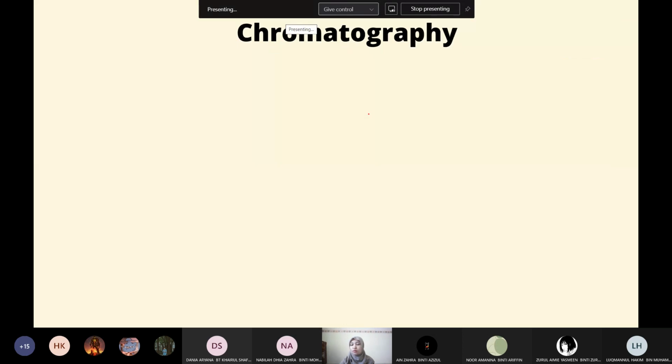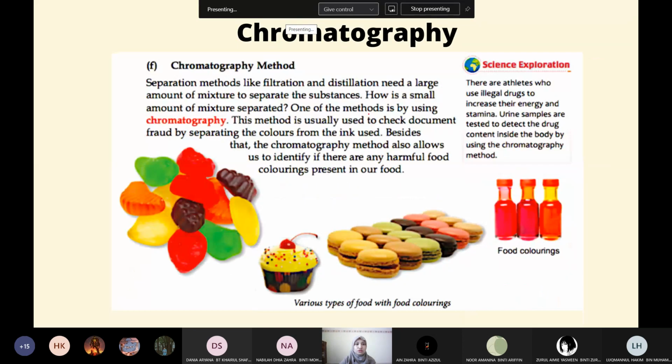Okay, next we have chromatography. Okay, chromatography method. Separation methods like filtration and distillation need a large amount of mixture to separate the substance. How is a small amount of mixture separated? Okay, one of the methods is by using chromatography.